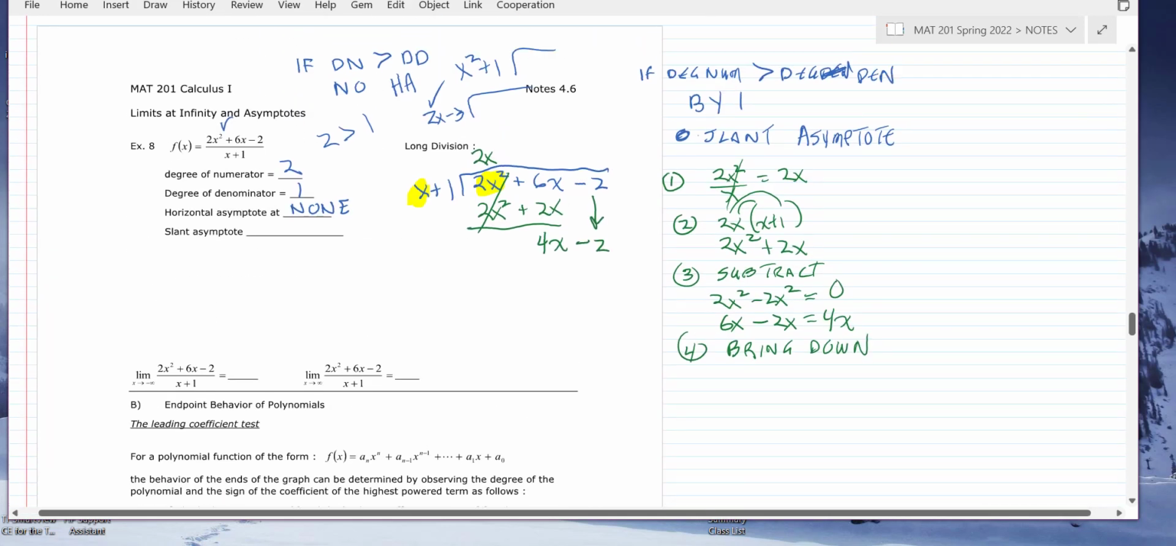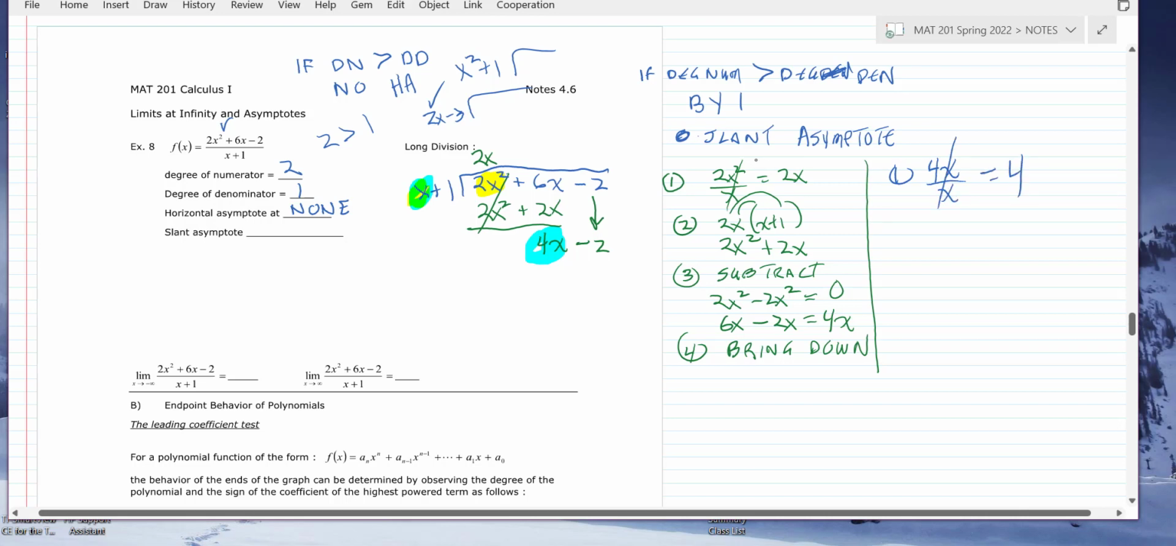Then what I do is I start all over again. So I'm going to go to round number 2. Now I look at these two things, I divide these two things. I do 4x divided by x, which is just 4, and you want to put positive 4 there. Don't put just a 4. Then you multiply, so you're going to do 4 times x plus 1. That will be 4x plus 4 when you do the distributive property. So I record the 4x plus 4 like that.